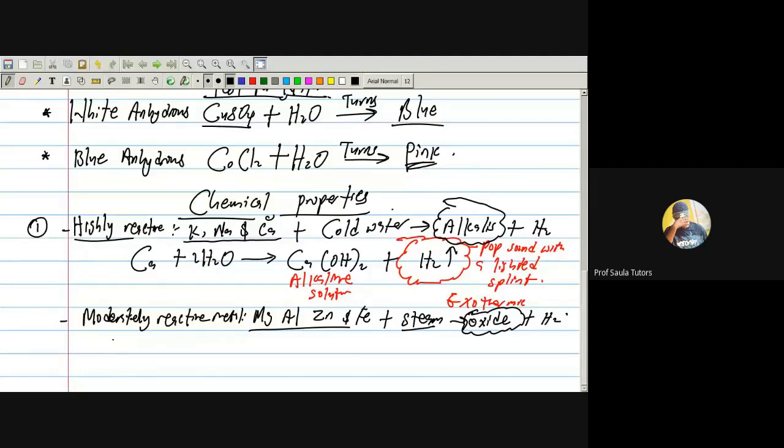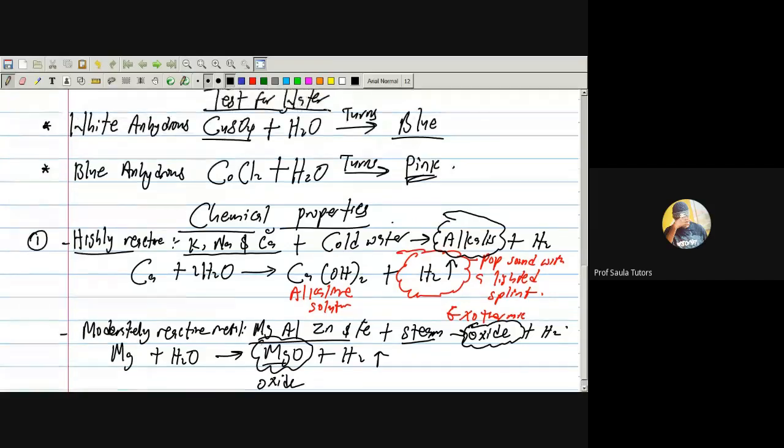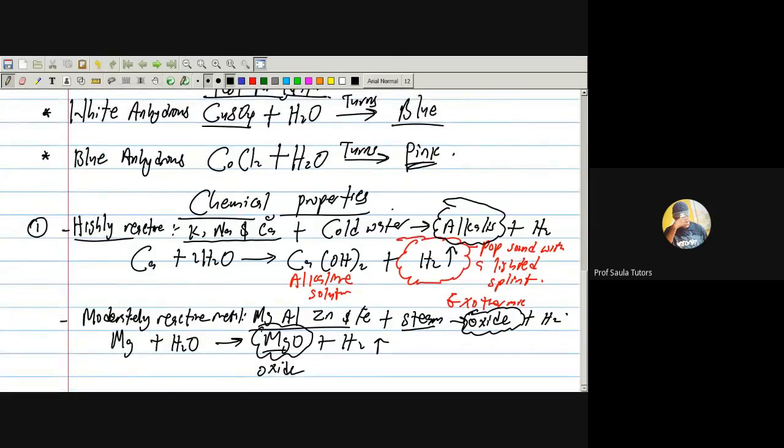Let me give you an example. Let me say magnesium plus water. What would that give me? It will give me MgO plus H2. I have oxide, and hydrogen gas is being given off. That is the difference between them. Highly reactive metals give us an alkaline solution, while moderately reactive metals produce the corresponding oxide of the metal. If I use magnesium, I have magnesium oxide. If I use aluminum, I have aluminum oxide. If I use zinc, zinc oxide, and so on. So I believe all these are very, very clear.